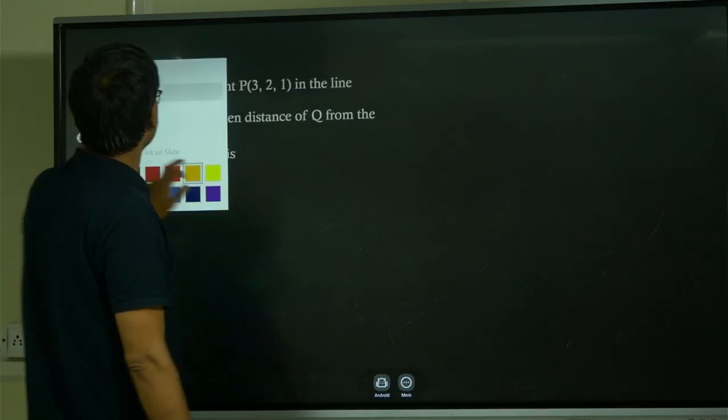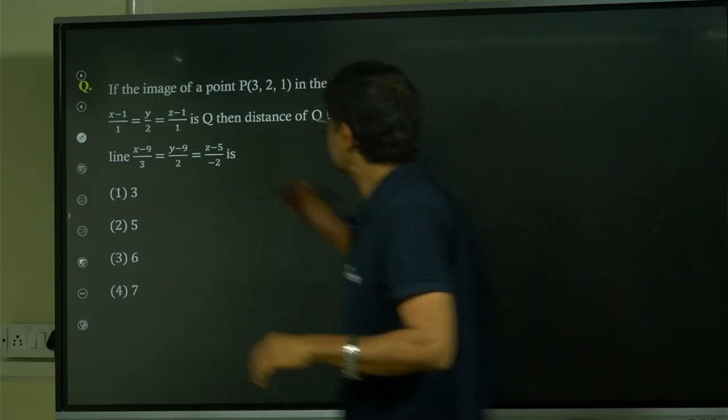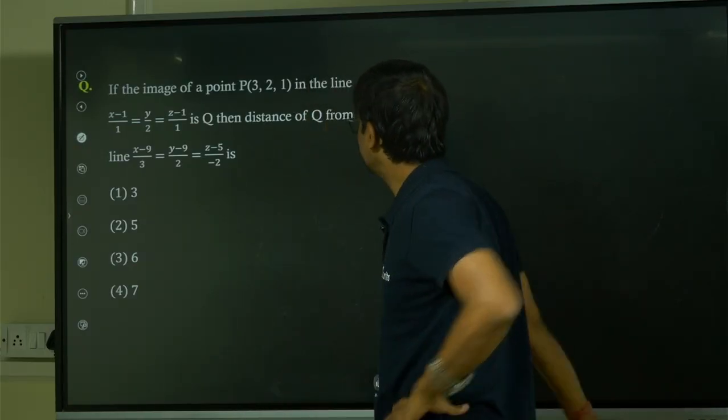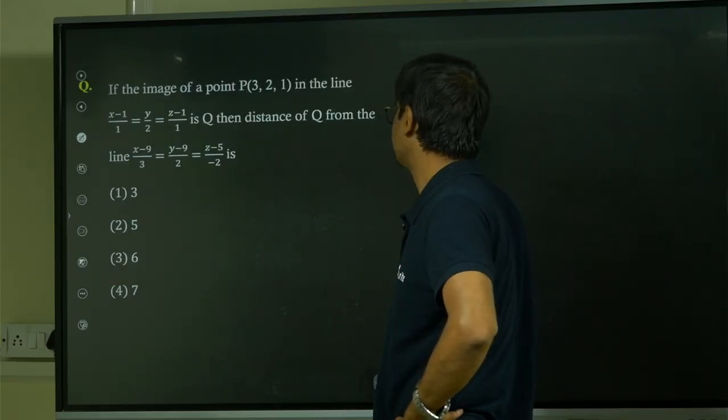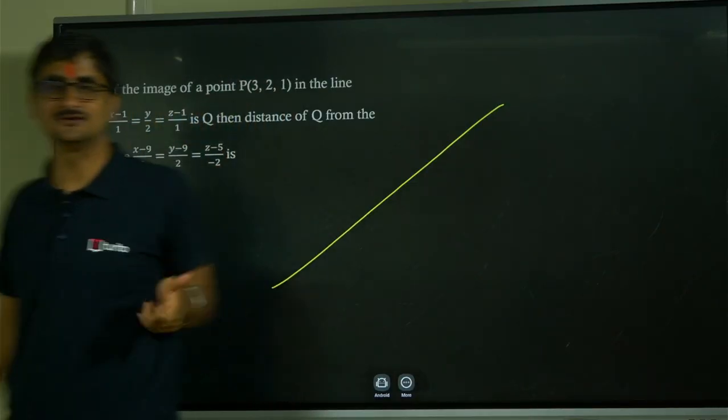All of us can easily solve it, and whatever they have asked doesn't matter, we can solve it. Now moving to the next question: the image of the point (3, 2, 1) is q, and then the distance of q from the line. See, that's again a very regular routine type of question.